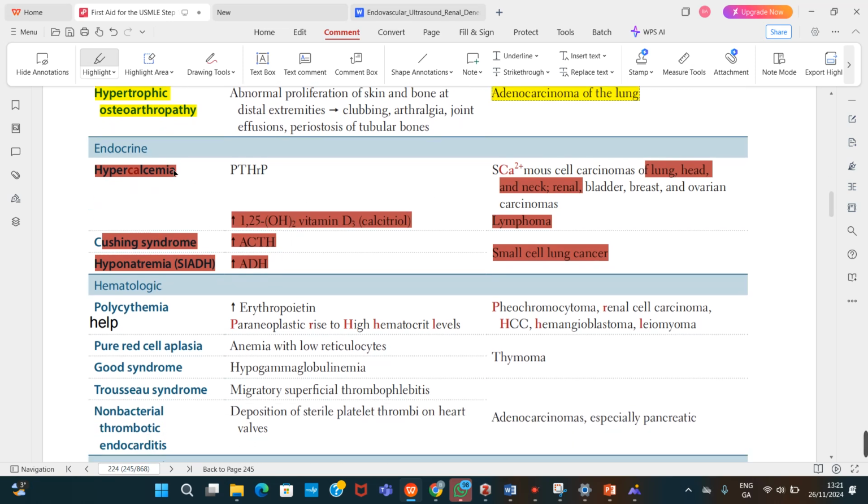Then moving on to the endocrine: hypercalcemia. So what do they release? PTH-related peptide. Please don't go and pick PTH; we have to pick PTH-related peptide. Very important. People with squamous cell carcinoma of the lungs, usually, squamous cell carcinoma of the head and neck, renal, bladder, breast, ovarian, they can produce it. So just think squamous cell of any type, but most of the time, it's that of the lungs.